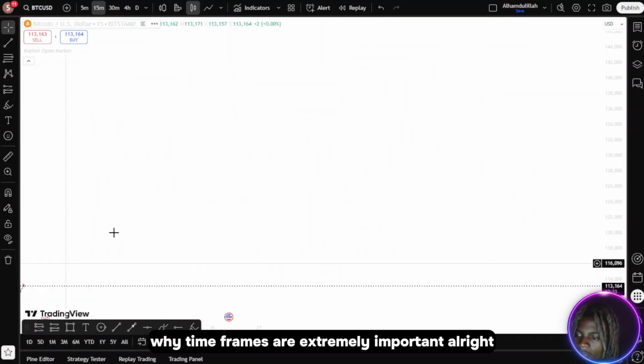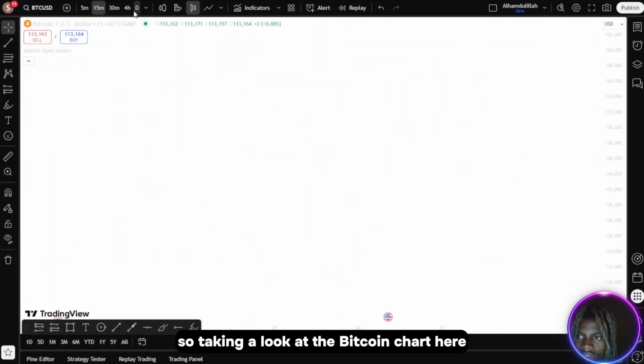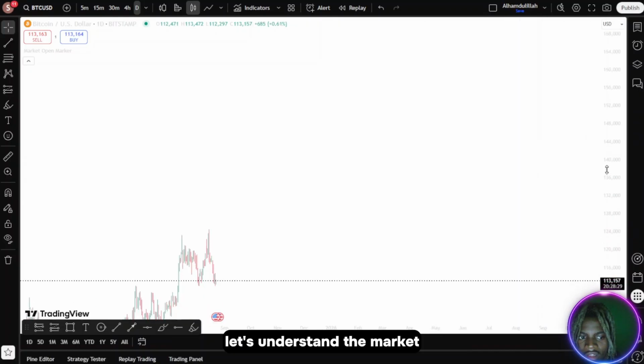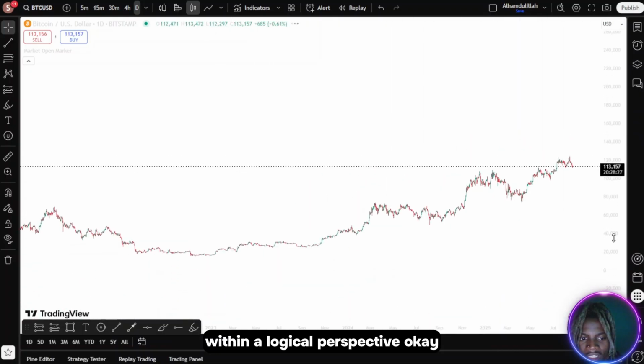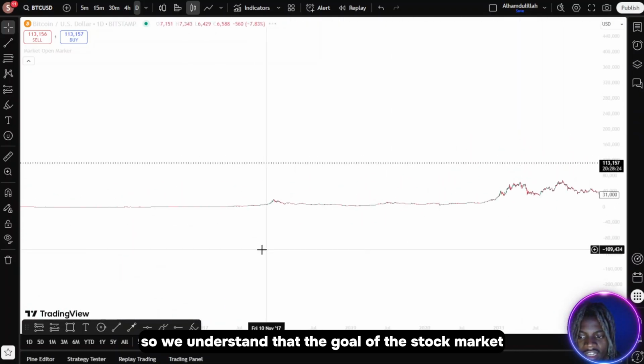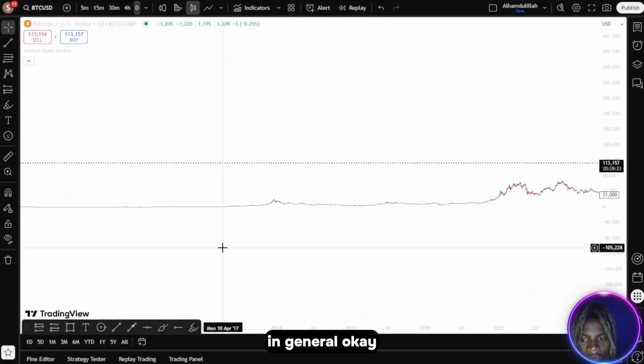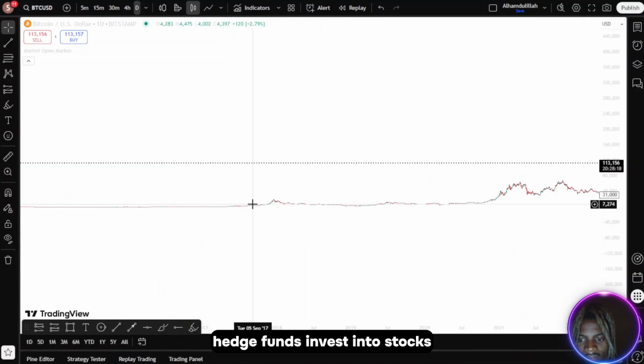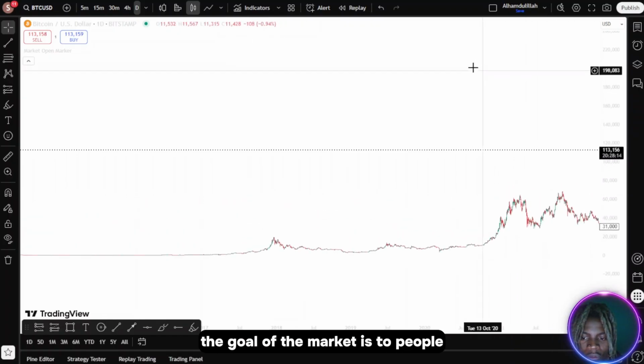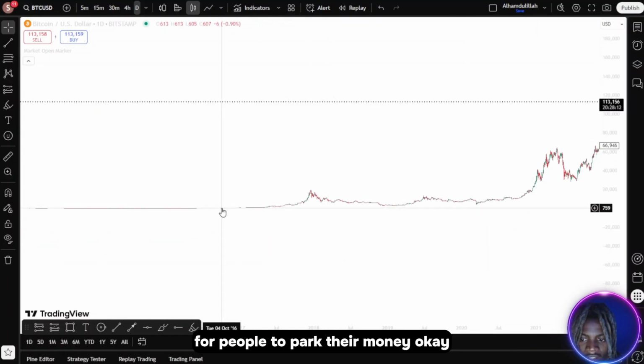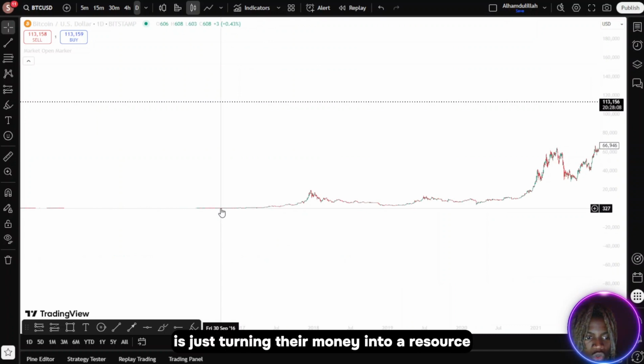We're going to go over some type of setup criteria now that we understand why time frames are extremely important. Taking a look at the Bitcoin chart here, let's understand the market from a logical perspective. The goal of the stock market in general, the reason why governments are buying millions of dollars worth of Bitcoin and hedge funds invest into stocks, is for people to park their money so it can turn into more money.